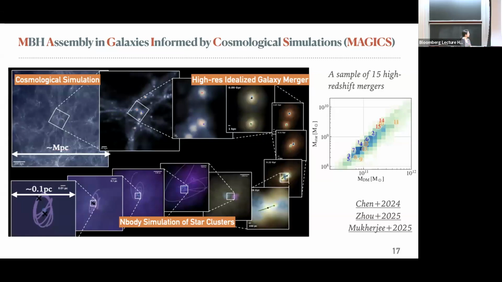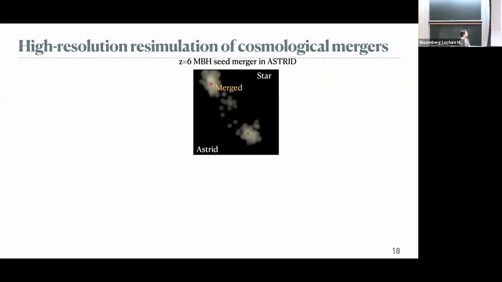And so in our first suite of the simulation, we sample the high redshift seed mergers in ASTRID, and these points are the systems that we sample among the mergers as a test case. And so exactly how do we achieve this?